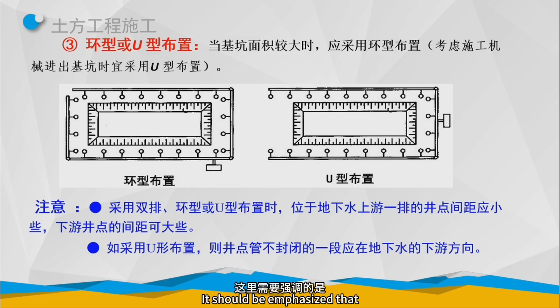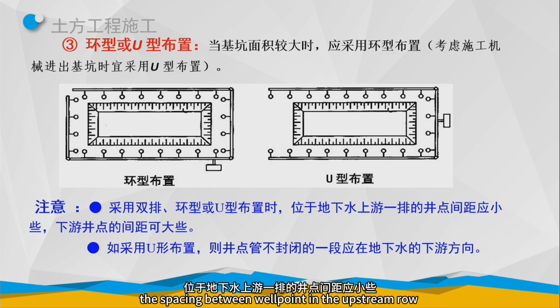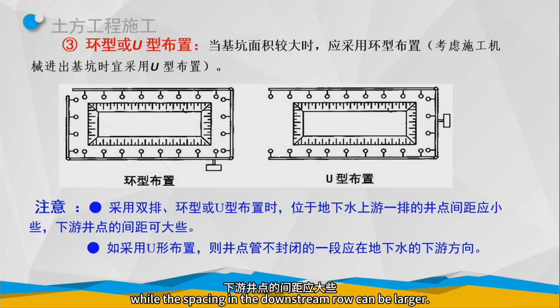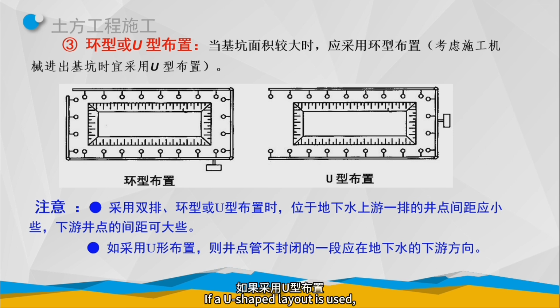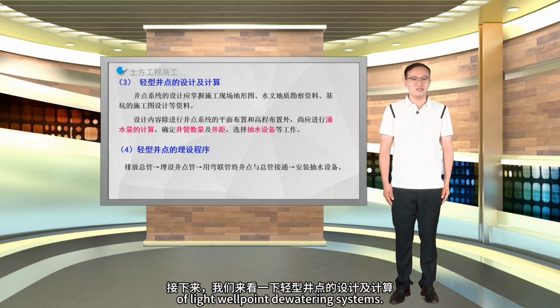It should be emphasized that when adopting double row, circular, or U-shaped layouts, the spacing between well points in the upstream row relative to the groundwater flow should be smaller, while the spacing in the downstream row can be larger. If a U-shaped layout is used, the open end of the well point array shall be oriented downstream of groundwater flow. Next, let's take a look at the design and calculation of light well point dewatering systems.